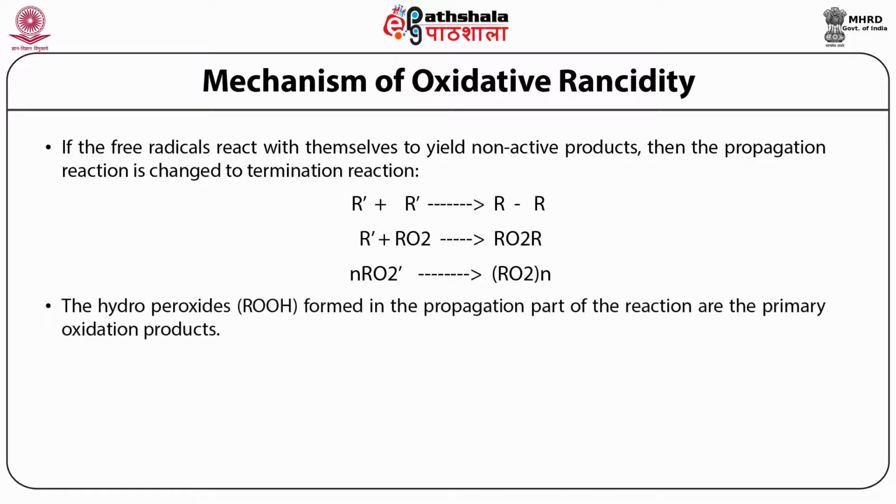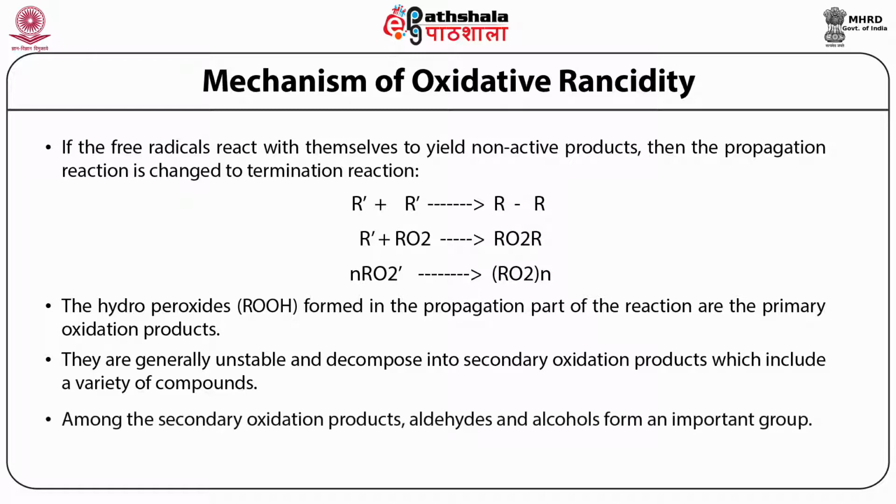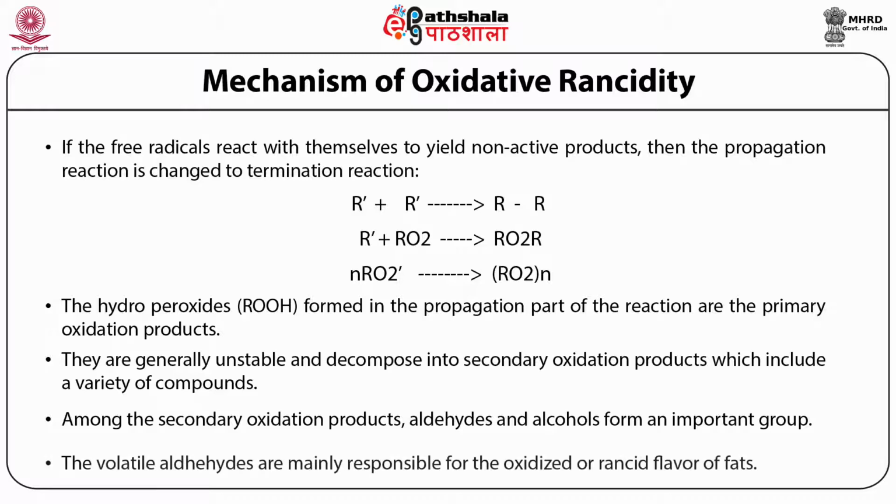The hydroperoxides formed in the propagation part of the reaction are the primary oxidation products. They are generally unstable and decompose into secondary oxidation products, which include a variety of compounds. Among the secondary oxidation products, aldehydes and alcohols form an important group. The volatile aldehydes are mainly responsible for the oxidized or rancid flavor of fats.